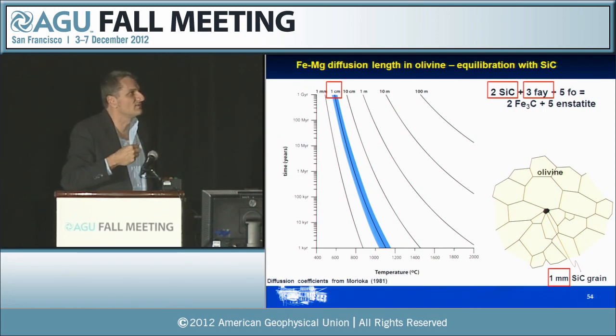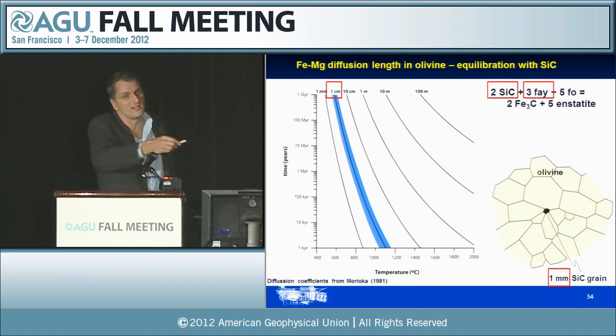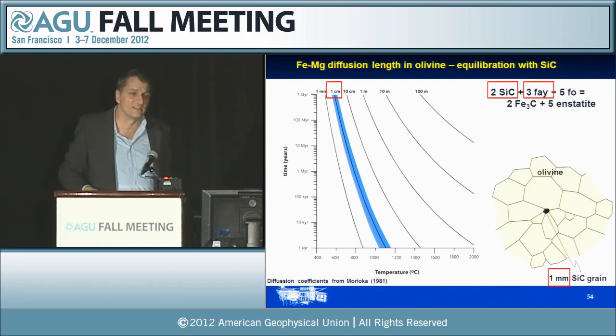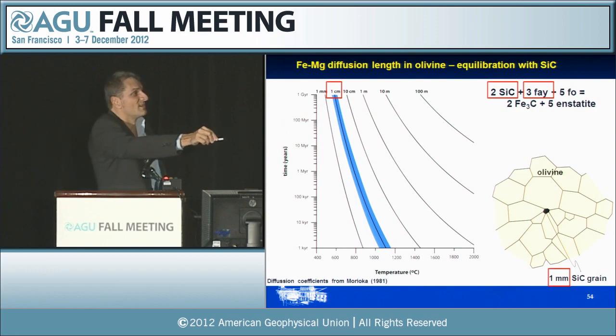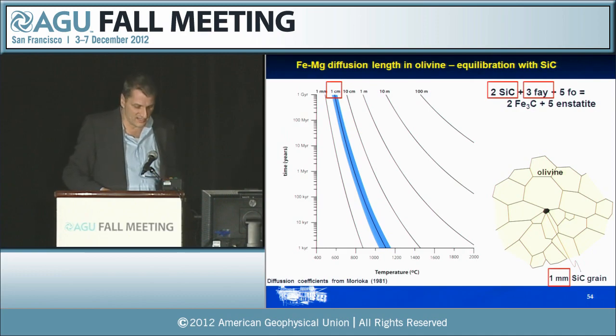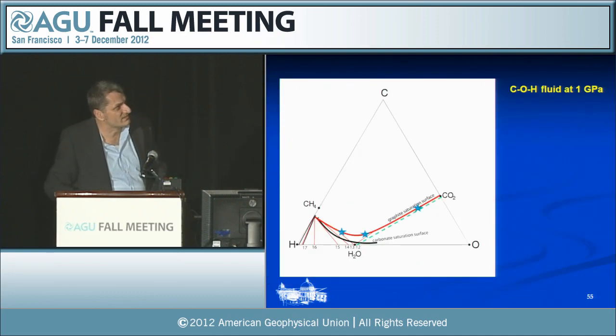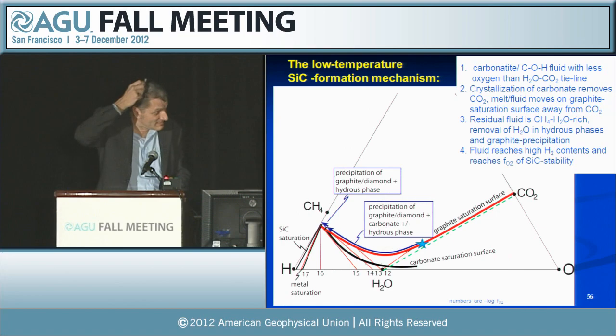You can take the diffusivity of iron and magnesium in olivine, which is very fast. So for 1 centimeter diffusion at 1,000 degrees, you only need something like 100,000 years, and your silicon carbide grain would be gone. Yes, it would react with the olivine simply through a diffusive reaction. So to preserve the silicon carbide, you need to be below these temperatures. You need to be below 800 degrees.